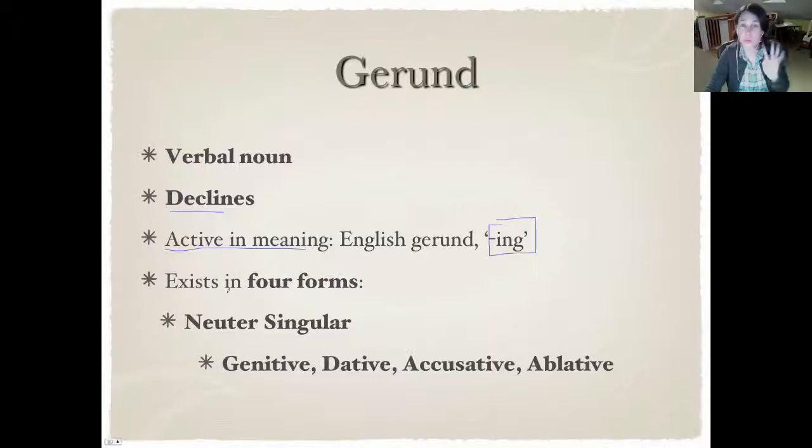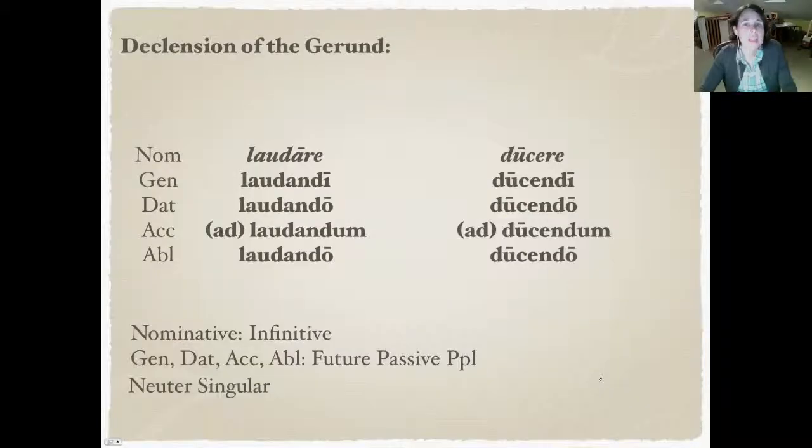The gerund exists in 4 forms, okay? It exists in the neuter singular, in the genitive, the dative, the accusative, and the ablative. In Latin, we call these oblique cases. So basically, any case that's not the nominative case is an oblique case. This is what the declension of the gerund looks like.